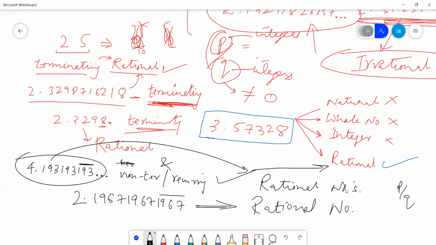All terminating decimals are rational numbers. It is clear. But all non-terminating numbers can be categorized into two parts, recurring and non-recurring. If non-terminating numbers are recurring, then they are rational numbers. If they are recurring, then they are rational numbers. Recurring, rational. If they are recurring, they are rational.